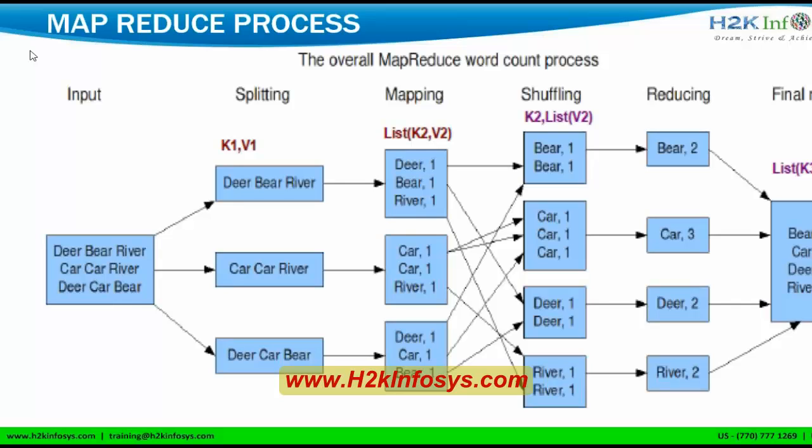such that it will have bear comma 1 in one sort of output, and car comma 1 and car comma 1. If you see here, this car comma 1 and car comma 1 is the output of map 2 and map 3, right? So all the car values of a particular key from map 2 and map 3 go to one output, and again deer comma 1 and deer comma 1, which is the output of the first map and third map, go to another key's set of values, and river comma 1 and river comma 1 go to another key's set of values.